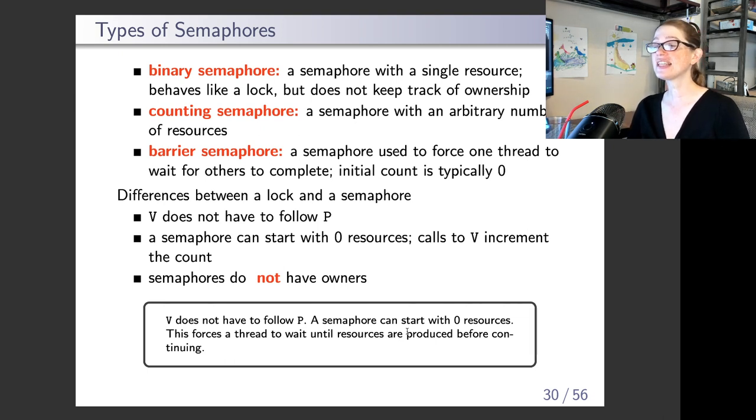Then we have a counting semaphore. So a counting semaphore is any semaphore that has an arbitrary number of resources. So maybe a semaphore has 50 resources, maybe it has 10,000, maybe it has zero. So that's just a regular old counting semaphore. And then we have this really cool thing called a barrier semaphore. And again, these are not separate implementations. This is the same implementation, just different ways to use it.